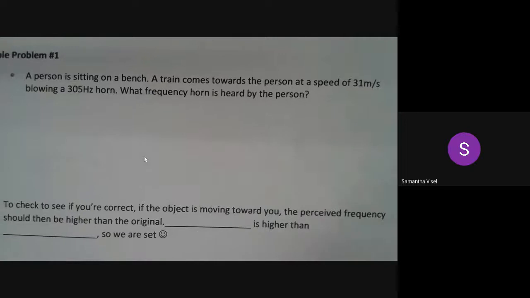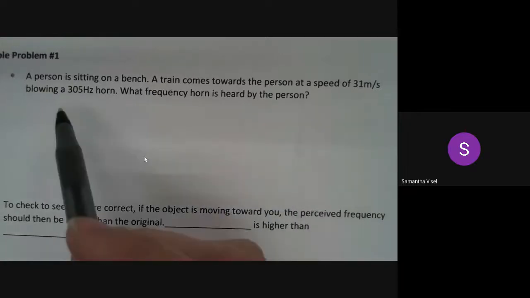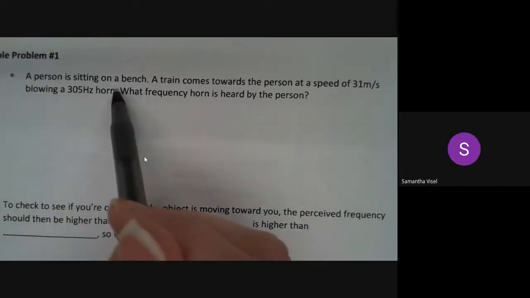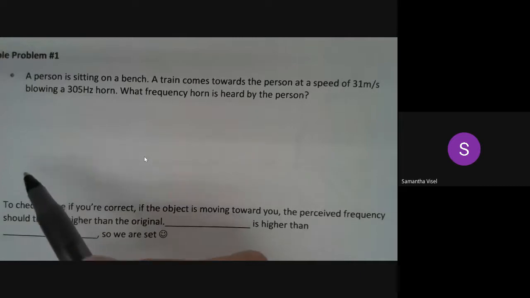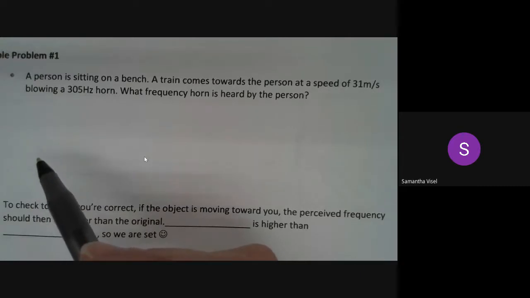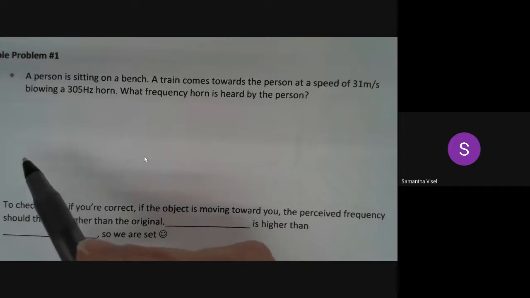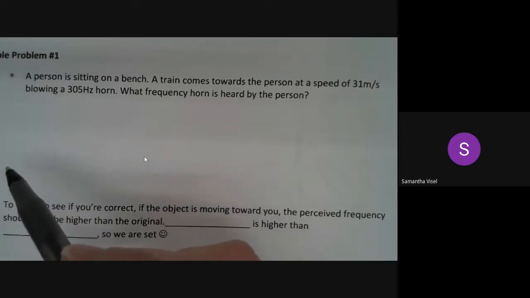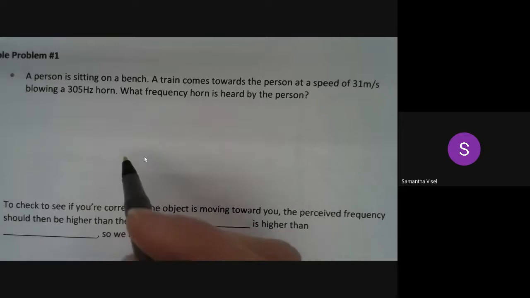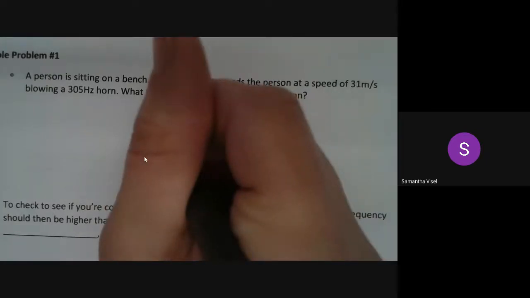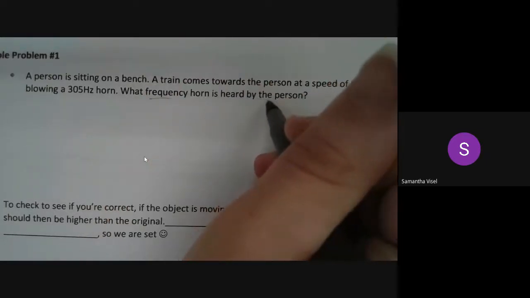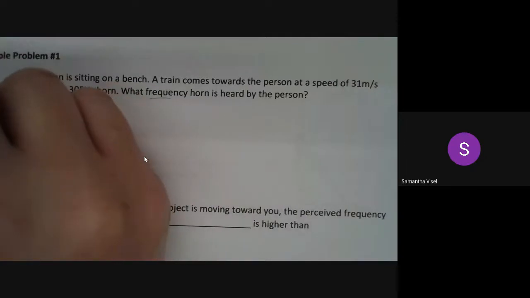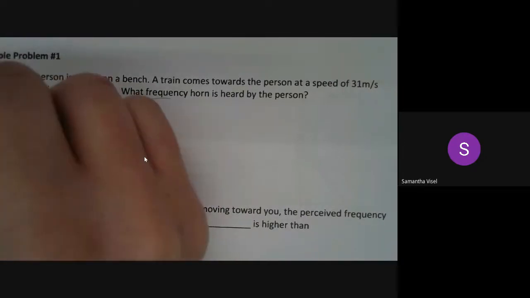All right, so here's what one of these problems might look like. We have a person sitting on a bench, and a train comes towards the person at a speed of 31 meters per second, blowing a 305 hertz horn. So what frequency horn is heard by the person? I want to see what frequency the person hears. So I'm looking for my Doppler frequency.